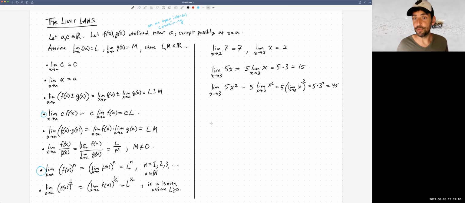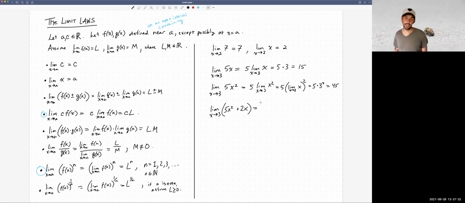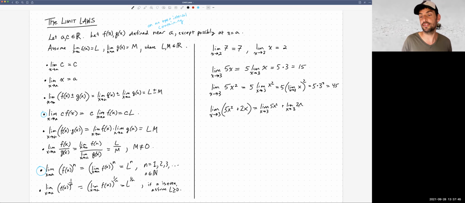Let's do one more example here, and then we'll do a bigger example that clarifies what I'm heading for here. The limit as x goes to 3 of 5x squared plus, let's do 2x. Well, now I can use that sum rule and decide to evaluate it this way. Limit as x goes to 3 of 5x squared plus the limit as x goes to 3 of 2x.